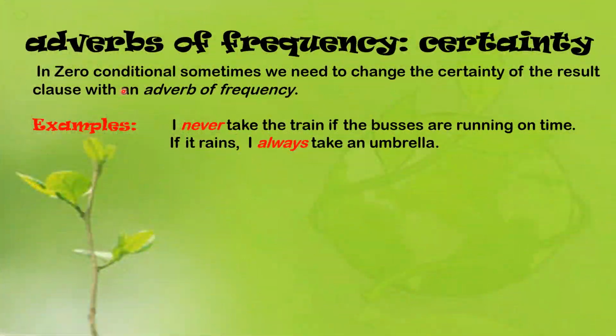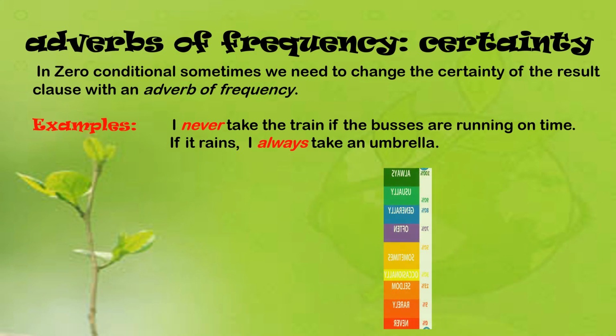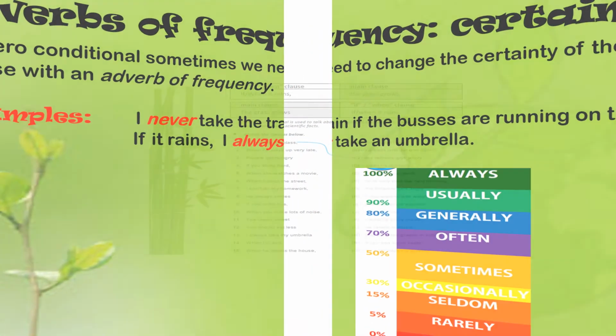Now, zero conditional can be used with frequency adverbs, and they can help us talk about the certainty of the result. I mean, how much chance there is of some action happening. I never take the train if the buses are running on time. So this is showing that this action never happens. If it rains, I always take an umbrella. When the sun shines in Spain... now these are the frequency adverbs.